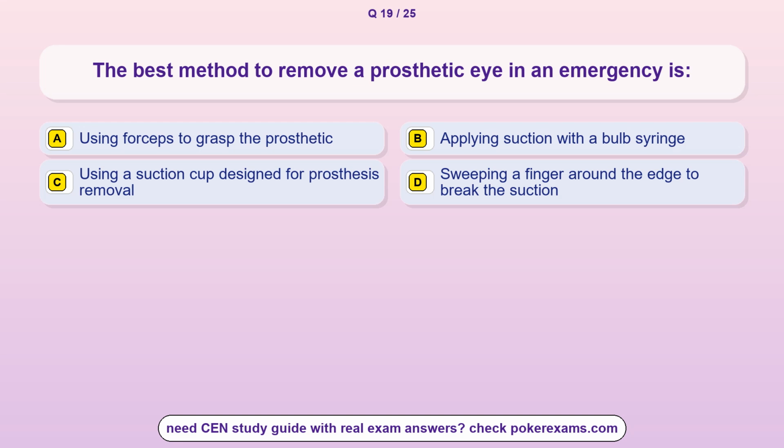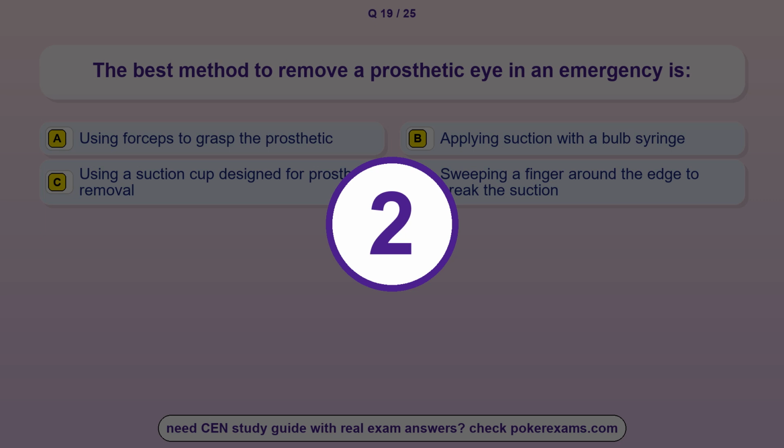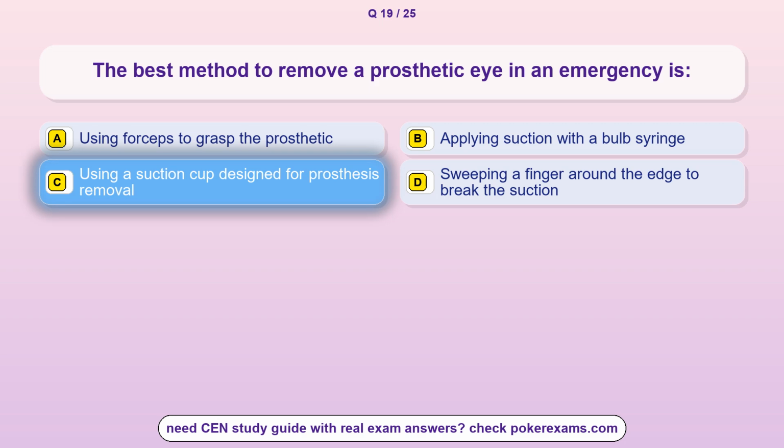Question 19. The best method to remove a prosthetic eye in an emergency is option A, using forceps to grasp the prosthetic. Option B, applying suction with a bulb syringe. Option C, using a suction cup designed for prosthesis removal. Option D, sweeping a finger around the edge to break the suction. The correct answer is option C, using a suction cup designed for prosthesis removal.